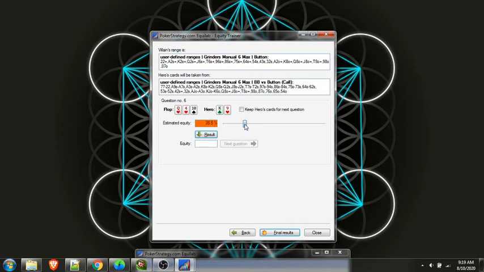9, 10, the jack, king high. A little less than 50. 4, 5, 7. 5, 6, 7, 8 with the sevens. Second pair. Ooh, 70%.